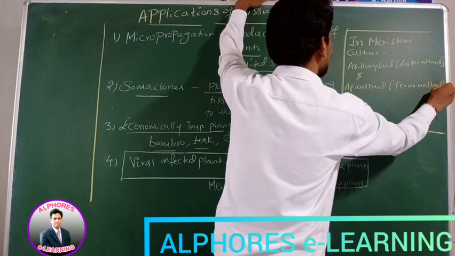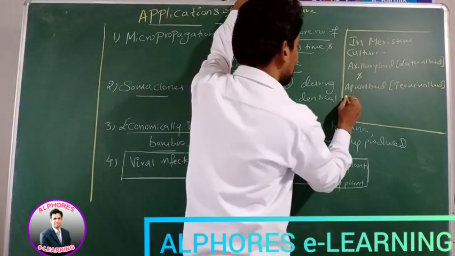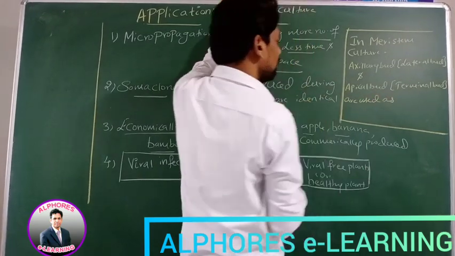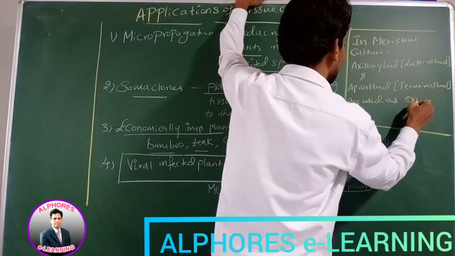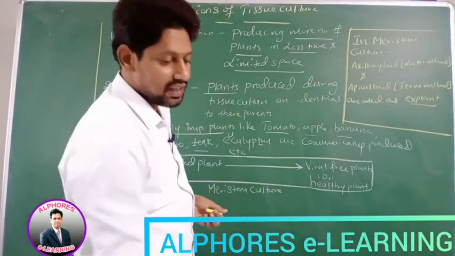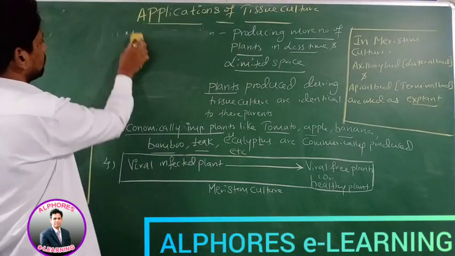Terminal bud, right? Therefore, in meristem culture, this axillary bud and apical bud are used as what? They are used as explant. They are used as explant. Is this statement okay? Now listen to this statement.